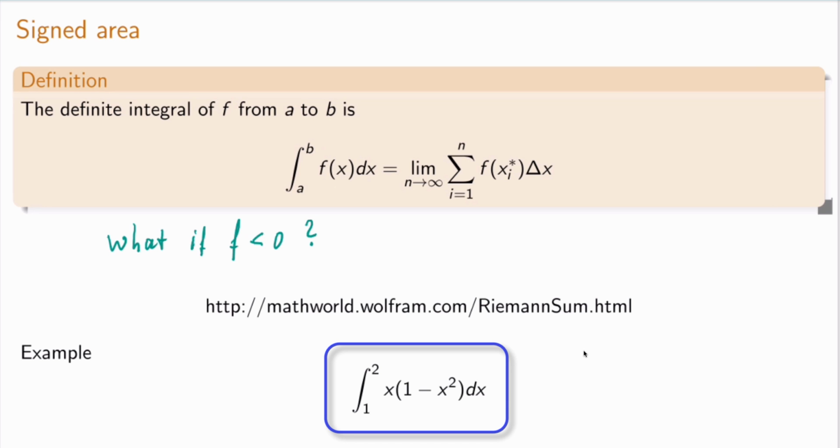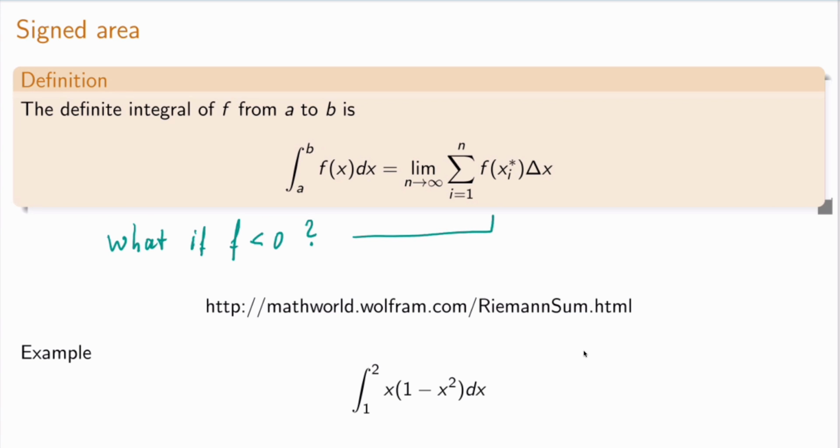So what if f is negative? Let's look at the definition, right? The integral is defined by the Riemann sum. And so f is this guy here. So we are evaluating f at these sample points. Now if f here is negative all the time, then the whole sum is negative, right? So then the Riemann sum is negative.